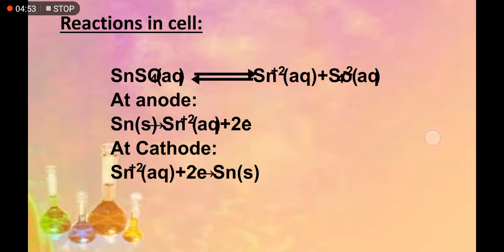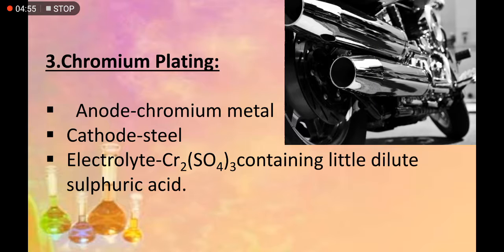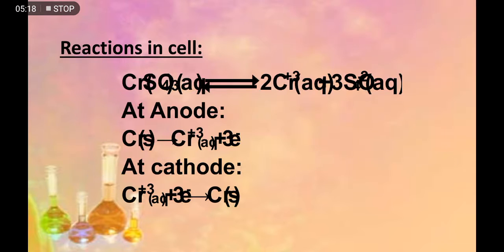Our third electroplating is about chromium plating. As shown in this picture, we use chromium plated steel for the manufacturing of spare parts of automobiles. Steel acts as cathode, and we will use chromium sulfate along with dilute sulfuric acid as our electrolyte.